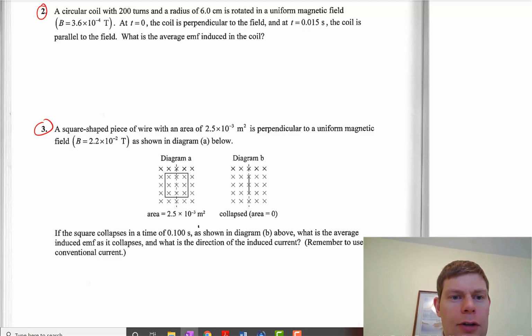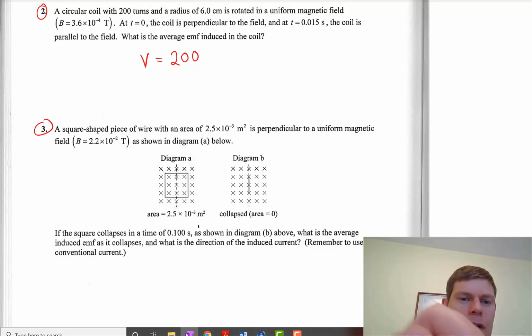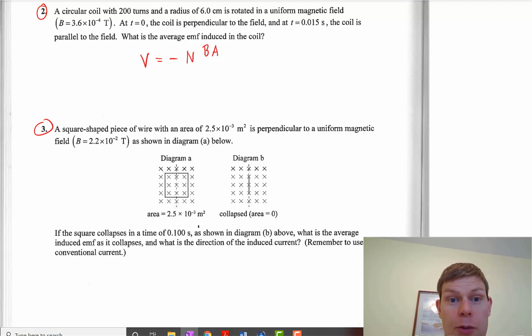Remember, our formula is our voltage equals our number of turns, which in this case is 200, times the magnetic flux. Why don't I write it out? Voltage, negative for the Lenz's law, number of turns, times the change in flux. Change in flux is magnetic field times area, or perpendicular areas. BA cos theta would be reasonable as well. And all of that is over time.